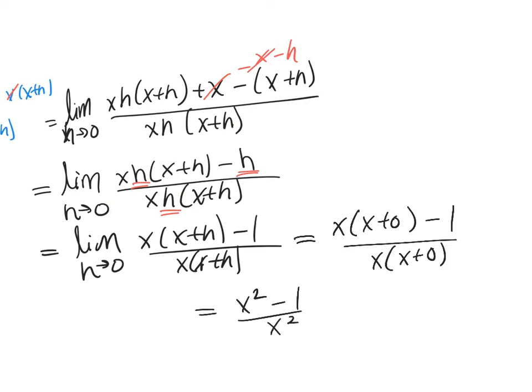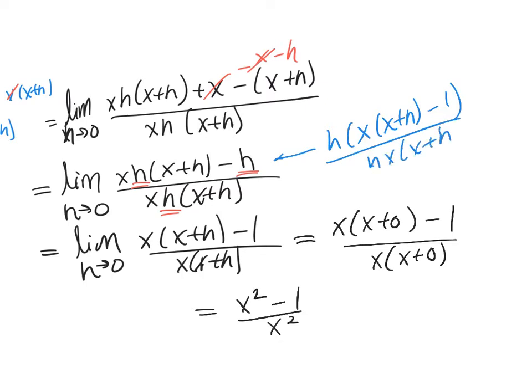Why did you have the minus 1 instead of the minus a? So back at this step right here, what I did was I factored an h out of each term. So h times x plus h minus 1, all over h times x plus h. And the reason I did that is so those h's will cancel.